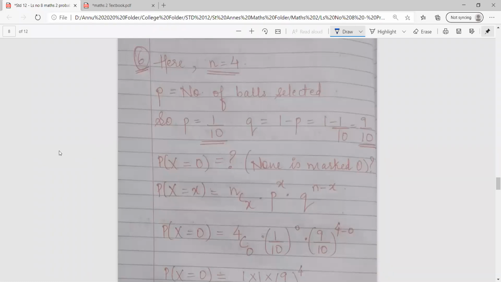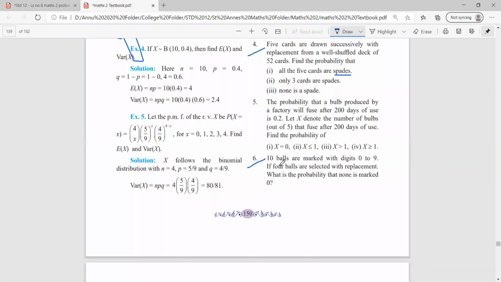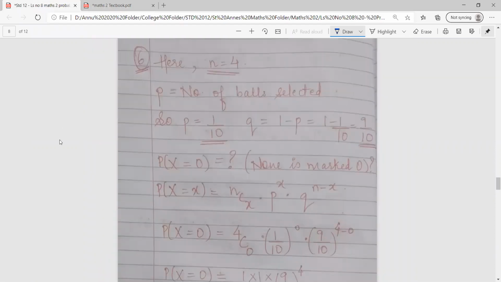So here n is equal to 4 because they have told you 4 balls are selected. As you can see, there are 10 balls, 0 to 9. So all the balls have got similar probability. So P is equal to 1/10. So Q will be 1 minus 1/10, 9/10. So we have to find P of X is equal to 0, that is, none is marked 0.